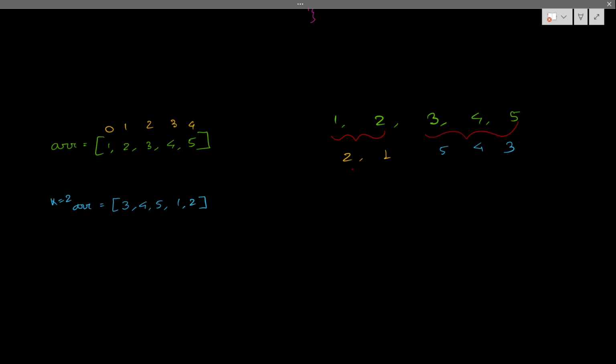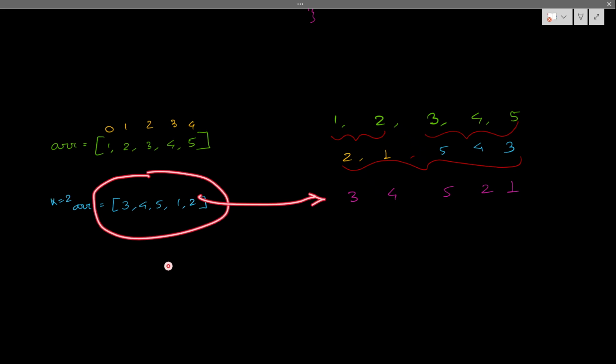And if I rotate the entire array, if I reverse my entire array, it becomes again what? 3, 4, 5, 2, 1. See this? This is actually my output. This is how we could do it.